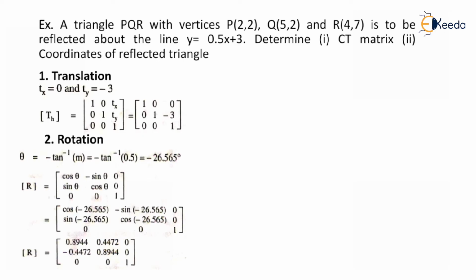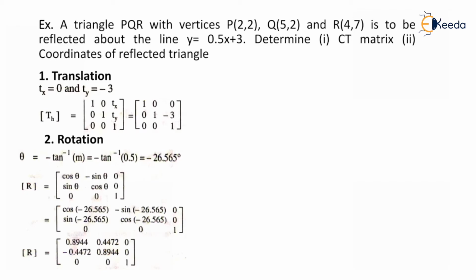Next we have to do rotation. So rotation is tan inverse of m. Everybody knows how we calculate m: y is equal to mx plus b. The m value is 0.5. So we have to calculate tan inverse of 0.5, which comes to 26.565 degrees. Okay, so that will be in minus. Why minus? Because the axis is rotated clockwise so that it lies on the x-axis now.